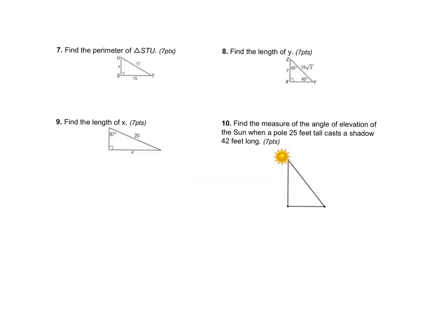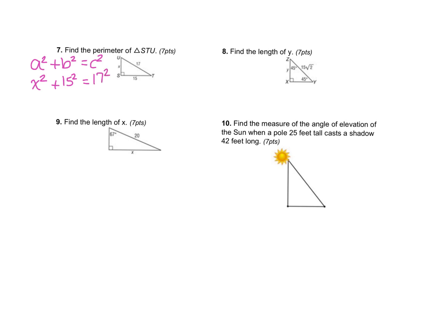All right, the next questions that we have here. So for number 7, it says find the perimeter of triangle STU. Since I'm asked to solve for one of the legs, it makes the most sense to use the Pythagorean theorem to solve this question. So we have a squared plus b squared equals c squared, with a and b being the legs. So I'm going to substitute the variable a for being our x in the problem. B would be the other leg that we know, which is 15, and c is our hypotenuse that we also know to be 17.